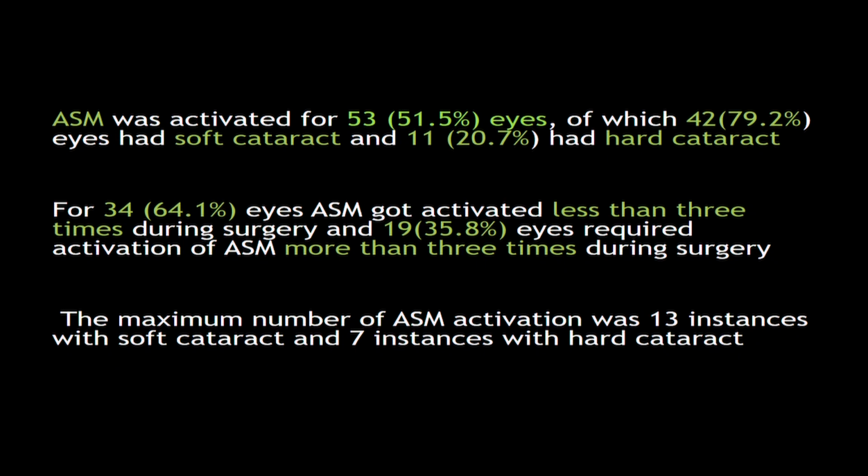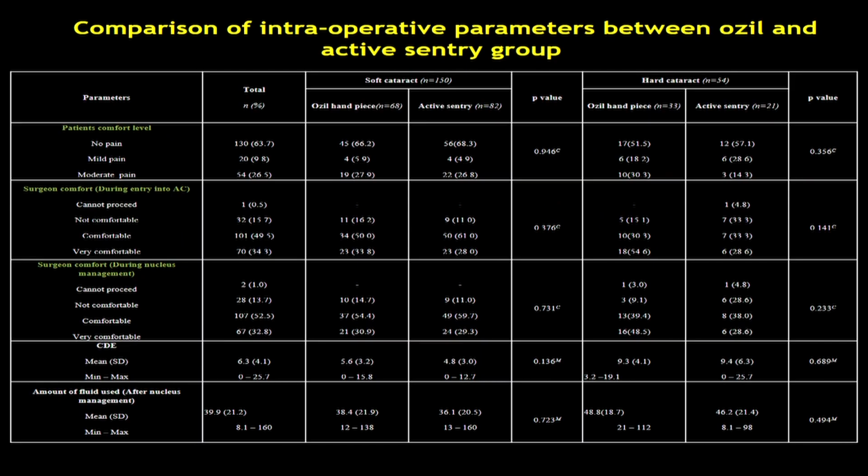ASM was activated in 51.5% of eyes, of which 79% were soft cataract and 20% harder cataract. In 64% of patients it was activated more than 3 times, and in 35% it was activated less than 3 times.